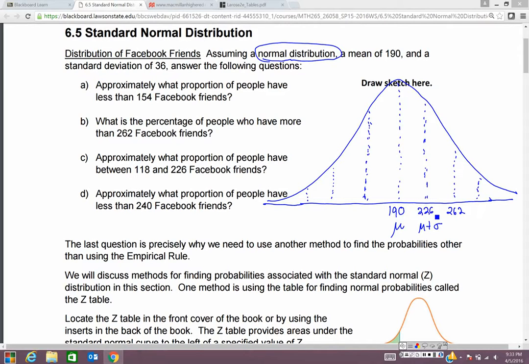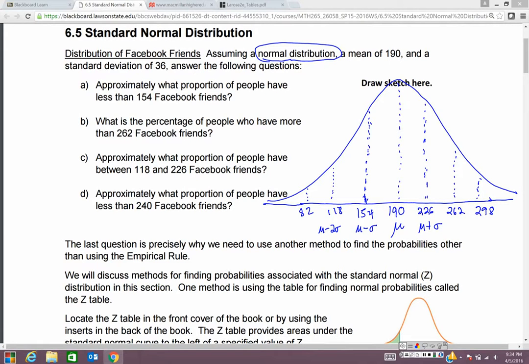226 plus 36 is 262, add 36 to that, we get 298. One standard deviation below, so this will represent one standard deviation below the mean, which would make that mu minus sigma now. Then of course mu minus 2 sigma. So 190 minus 36 is 154. Two standard deviations below the mean would be 118, and three standard deviations below the mean would be 82.